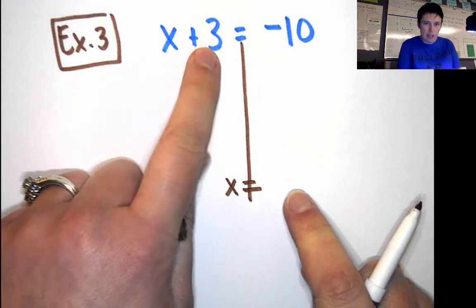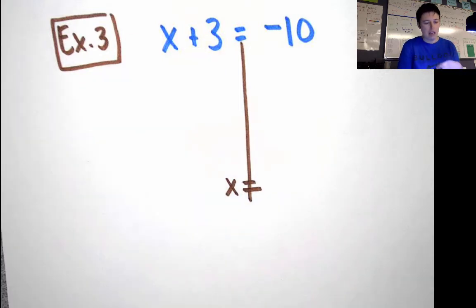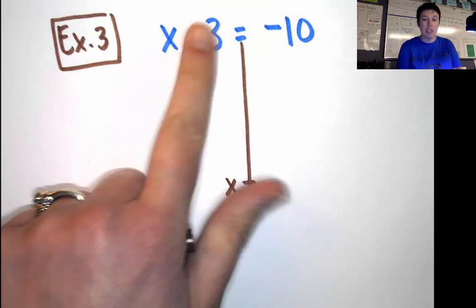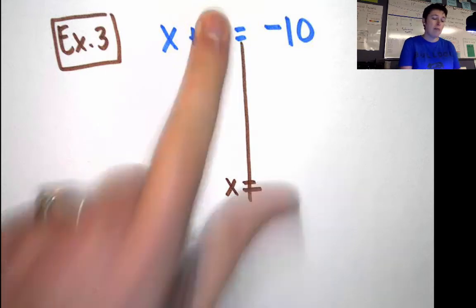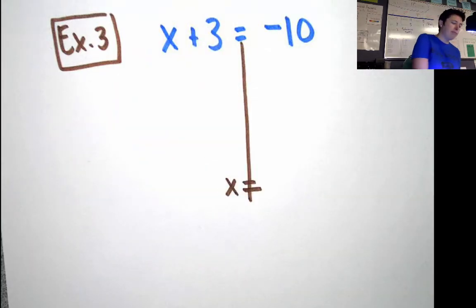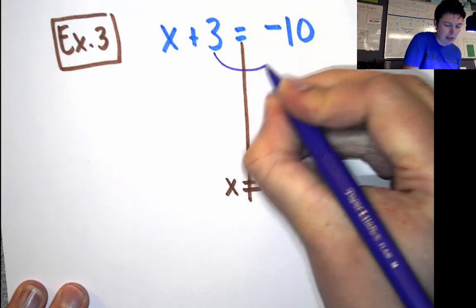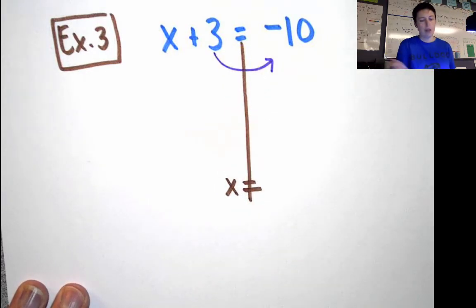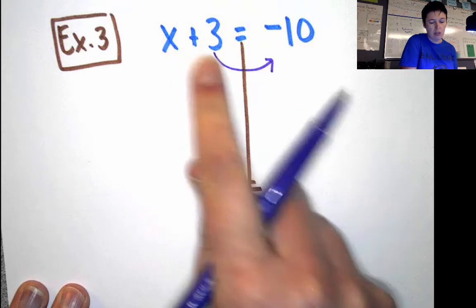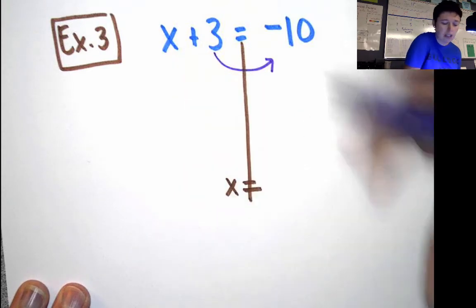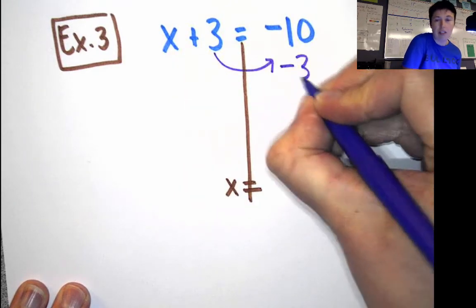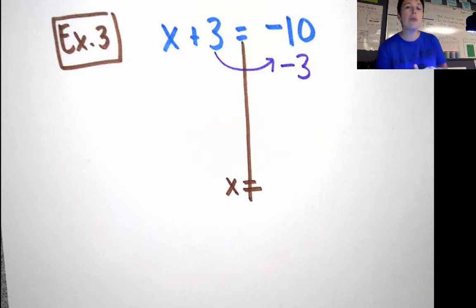So I see the 3. The 3 needs to get away from the x. We need the x all by itself. So I'm going to take that 3 and get rid of it by moving it to the other side. Now in the last 2 problems, I've been doing that by drawing an arrow, and saying, hey, let's move the 3 over. It's a plus 3. It's going to cross this line. When it crosses the line, it becomes a negative 3 on the other side. And that's one way of showing my work.